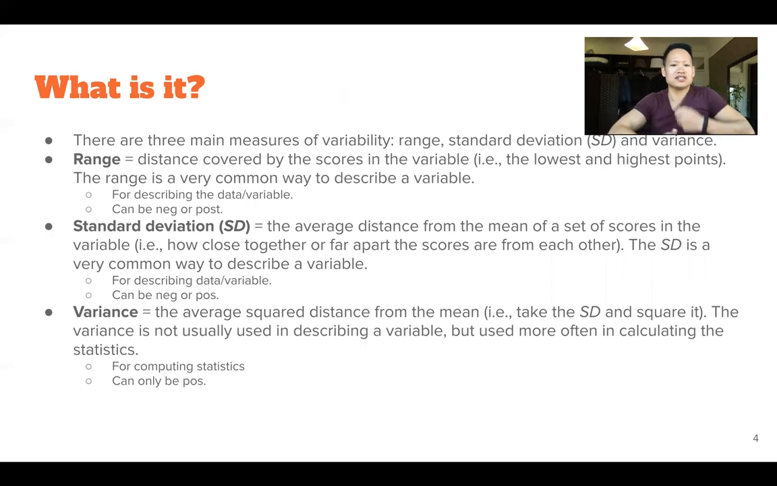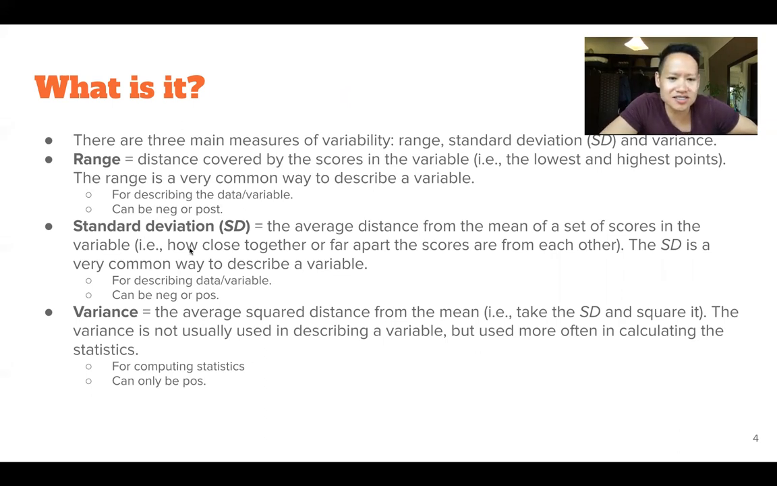The range is basically the distance covered by the scores in your variable, from the lowest point to the highest point. The range is very common when you're describing a data set. For example, if we're looking at the age data again, like in the previous slide, the age range for the first data set was from 30-something to 60-something, and the age range for the second data set was from 2 to 97.